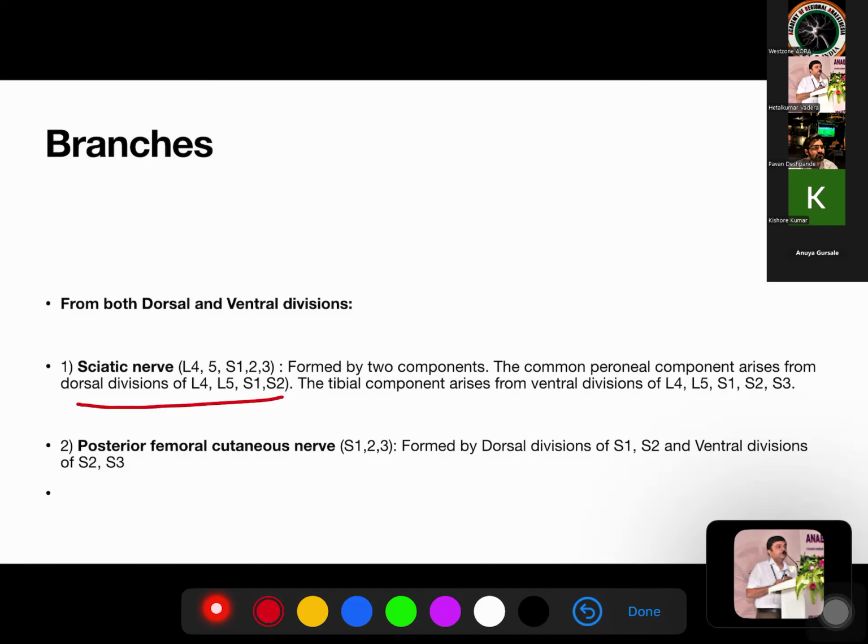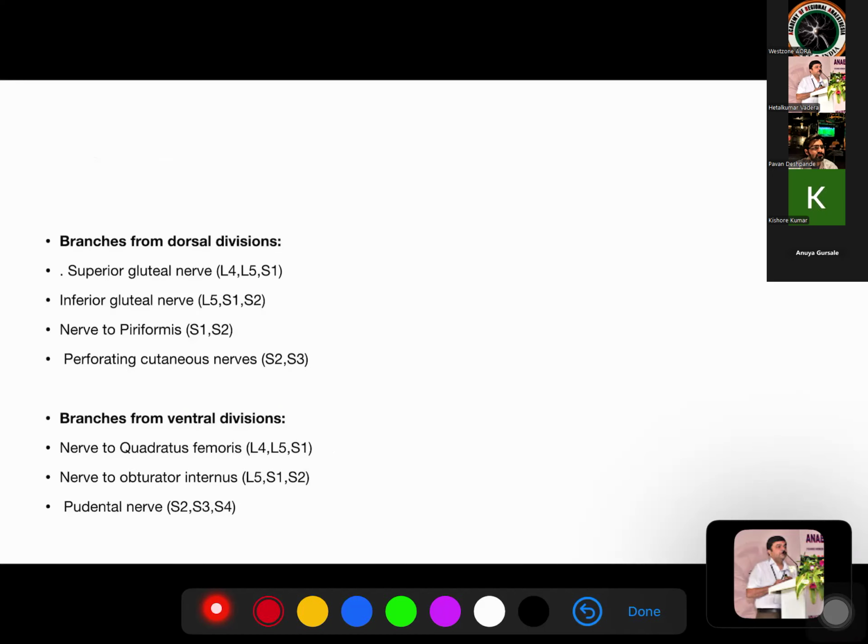Posterior femoral cutaneous nerve is formed by dorsal divisions of S1, S2, and ventral divisions of S2 and S3. Branches of dorsal divisions are superior gluteal nerve L4, L5, S1, inferior gluteal nerve L5, S1, S2, nerve to piriformis S1, S2, and then perforating cutaneous nerve S2, S3. And then branches from ventral divisions are nerve to quadratus femoris L4, L5, S1, nerve to obturator internus L5, S1, S2, and pudendal nerve S2, S3, S4.